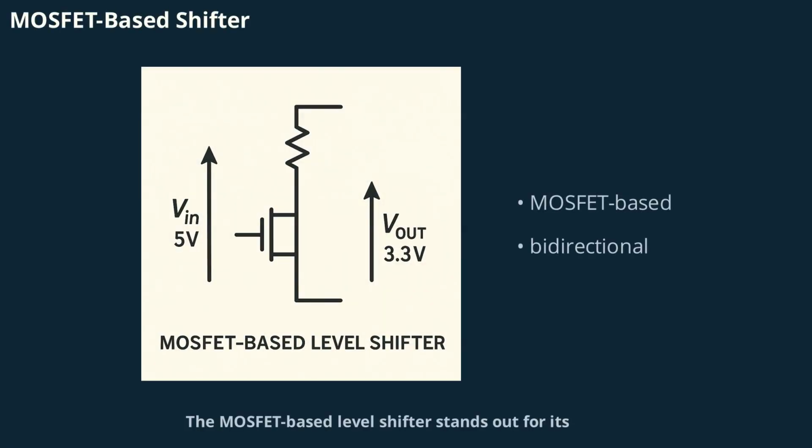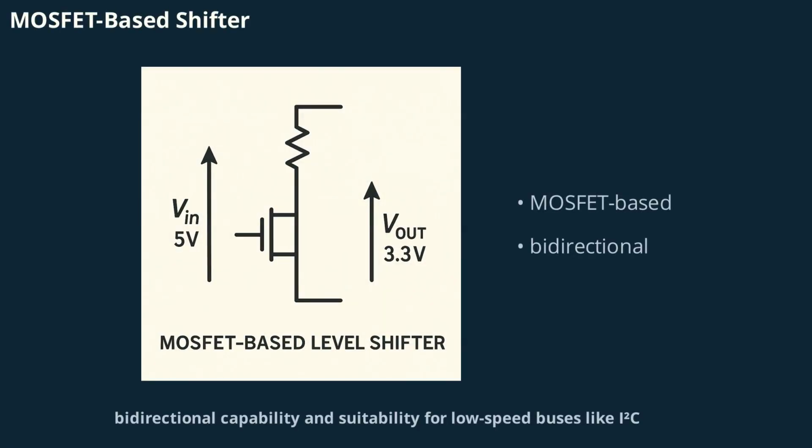A MOSFET-based level shifter stands out for its bidirectional capability and suitability for low-speed buses like I2C. It's simple, cost-effective, and widely used in both hobbyist and professional projects. However, it's not recommended for high-speed applications, as its performance drops off at higher frequencies.